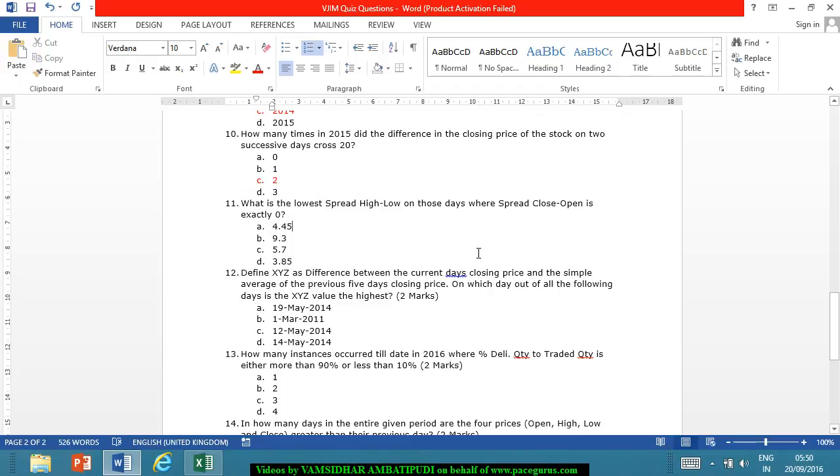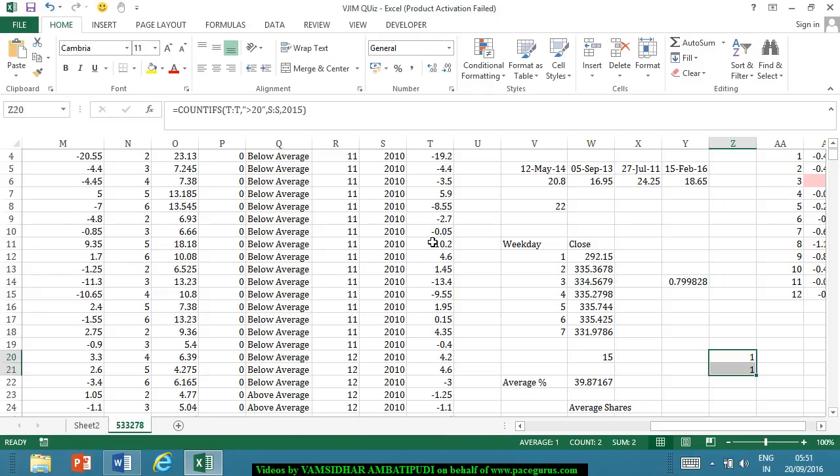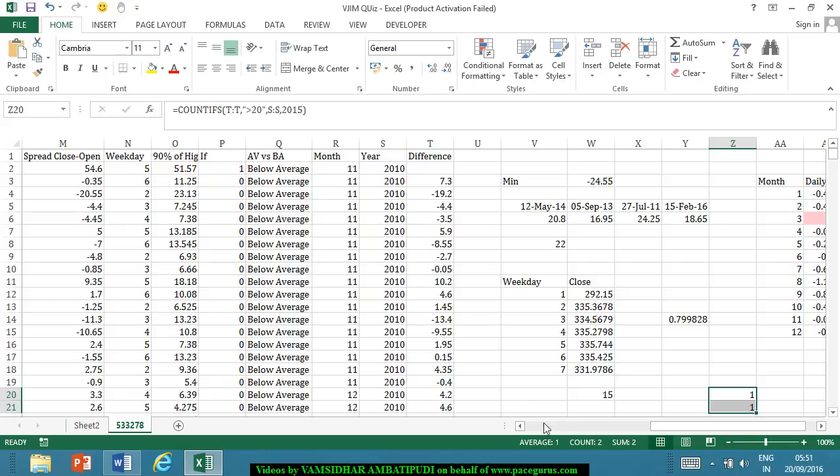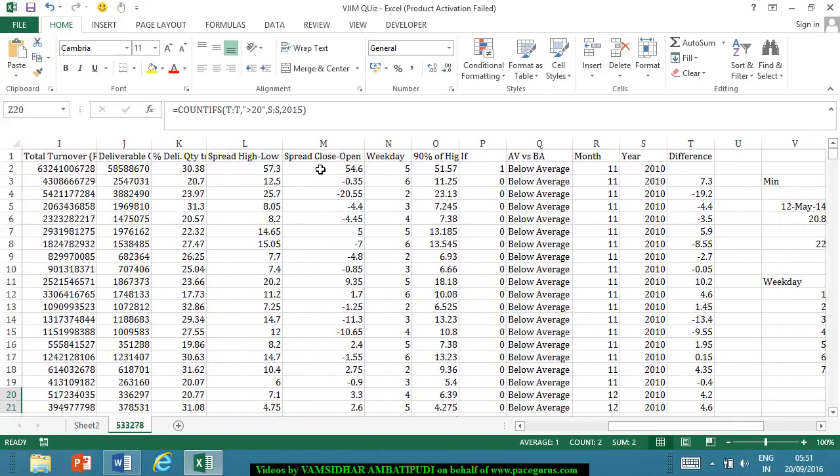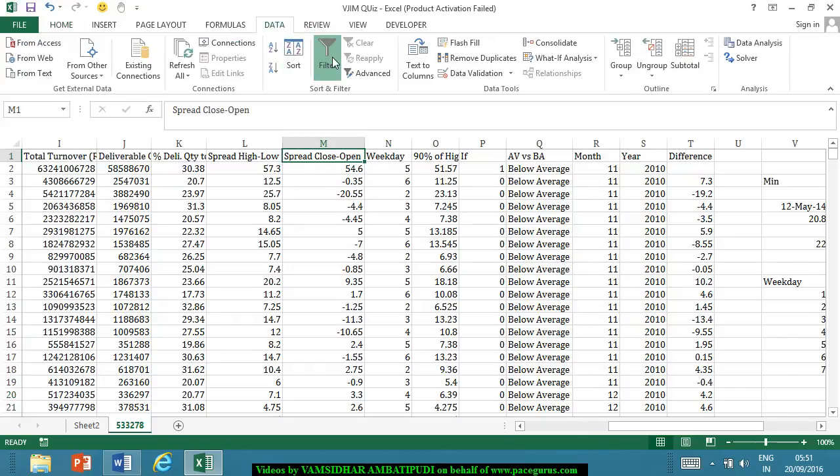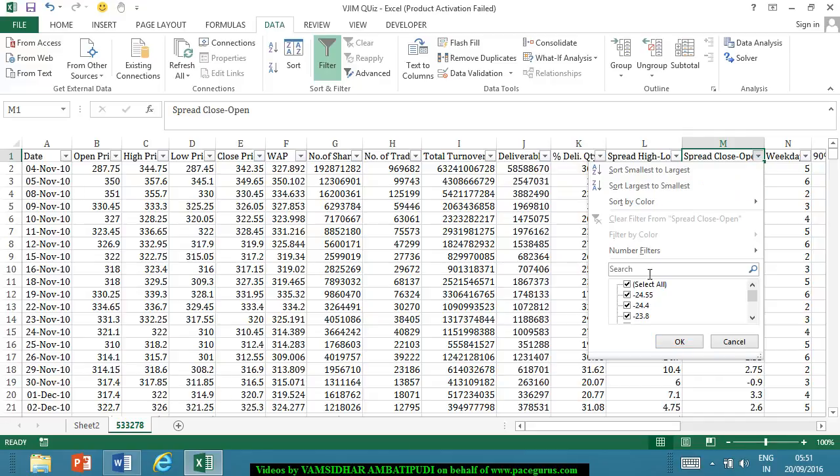What is the lowest spread, high minus low, on those days where the spread close minus open is exactly 0? So I want to find out those days where the spread close minus open is exactly 0. So better thing is use a filter. The spread close minus open, I want it to be 0. So I remove all the values and I'll select only the 0 for the spread. Right, I don't want any of these values. I will only use 0 for the spread.